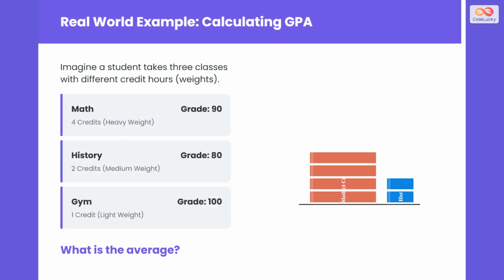Let's look at a classic example. Calculating a grade point average, or GPA. Imagine you took 3 classes. You got a 90 in math, an 80 in history, and a 100 in gym. But look at the credits. Math is worth 4 credits, history is 2, and gym is only 1. Math is clearly the heavy weight here.